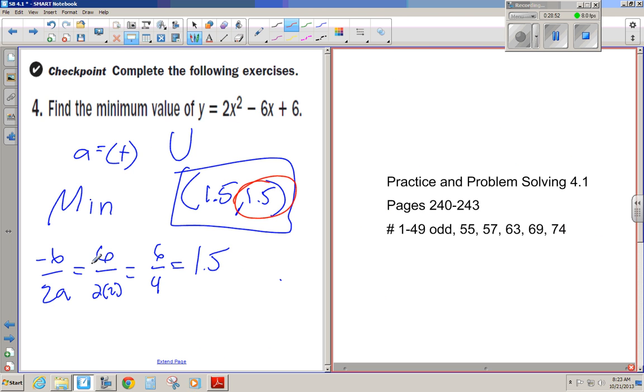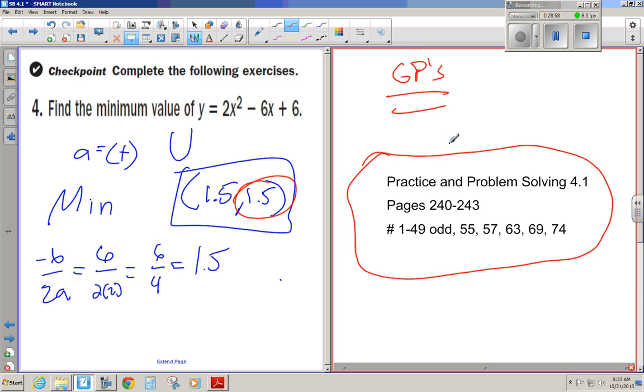All right, so you need to try as many of the other guided practices that you can, and we'll work on this part in class. Good luck.